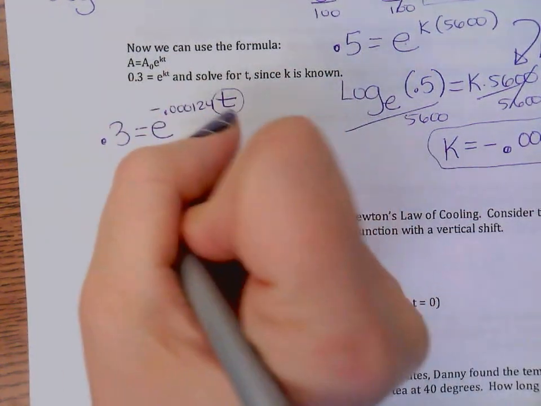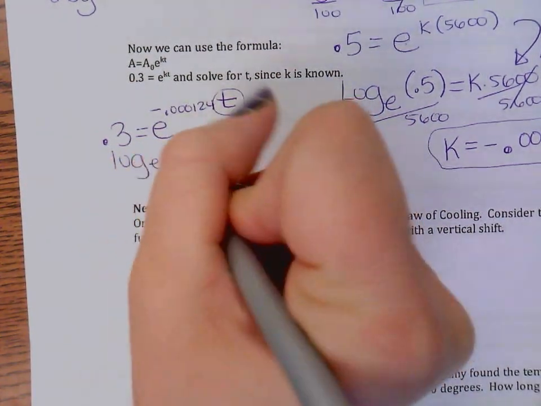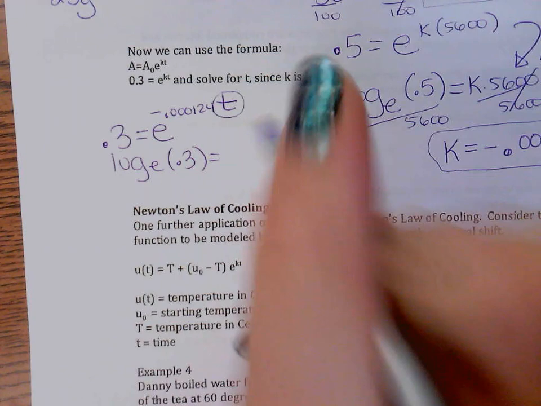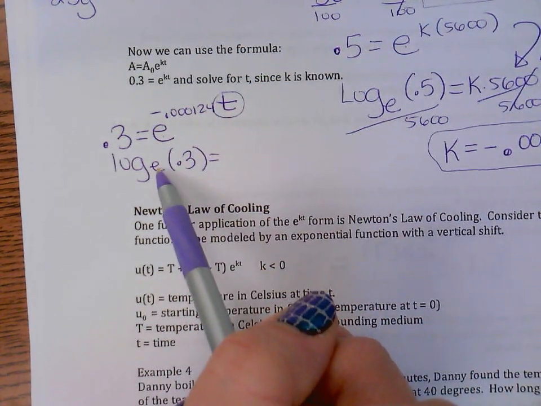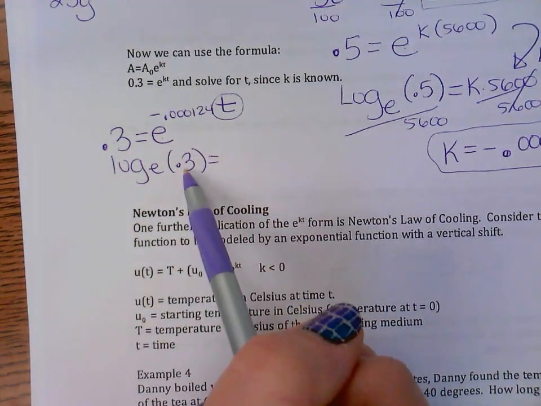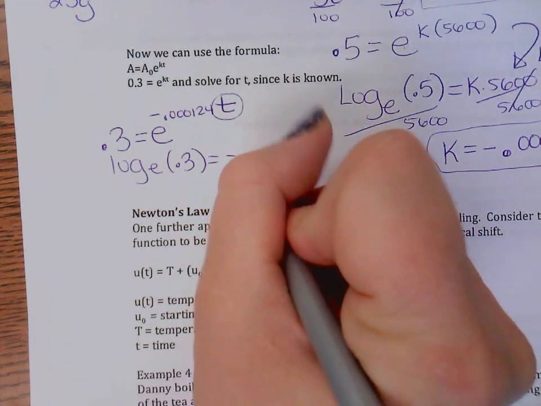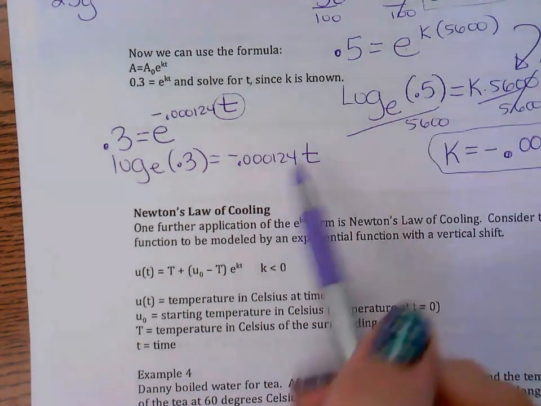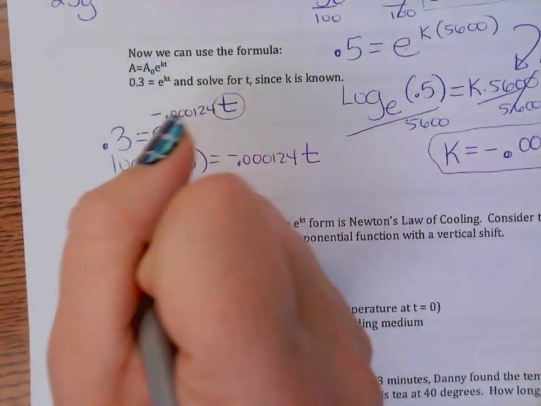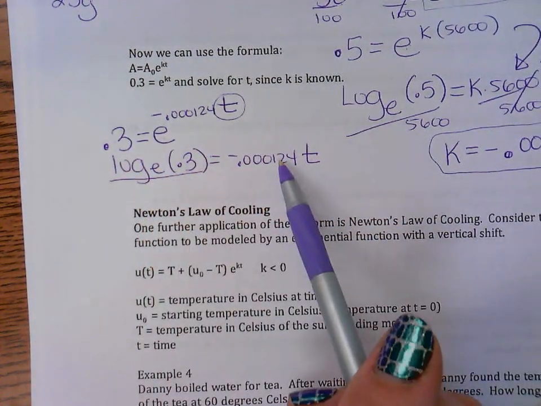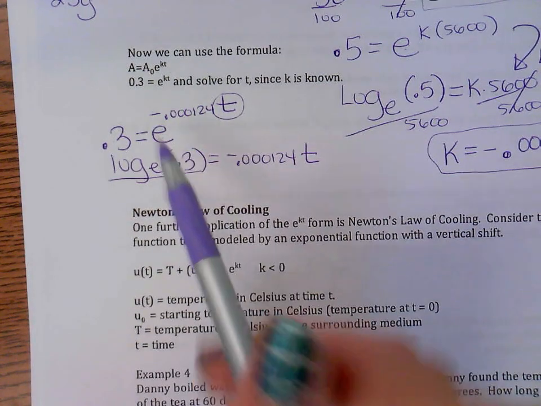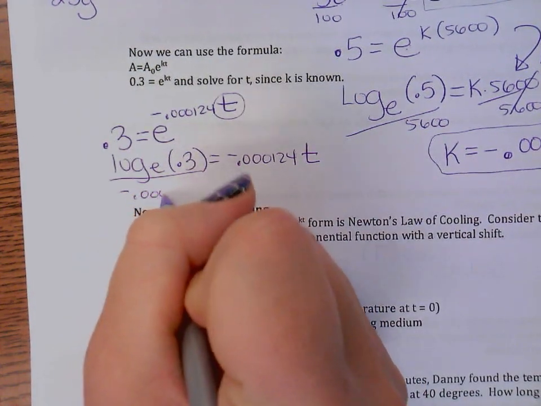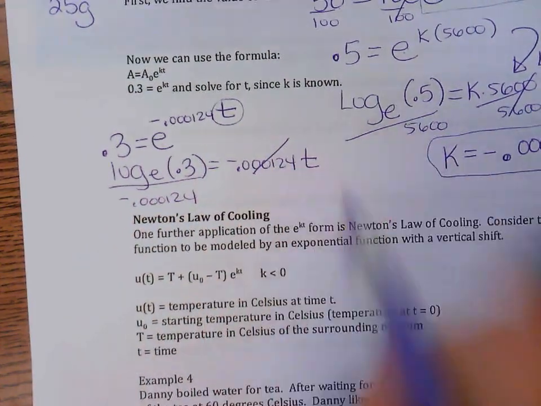So I'm going to rewrite this in log form. The base of the log is e. The inside number is going to be that 0.3. And then I have that long decimal times T on the right-hand side. So this time, instead of dividing by 5,600 years, I'm going to divide by my K value. And that will give me how old the leaf is.